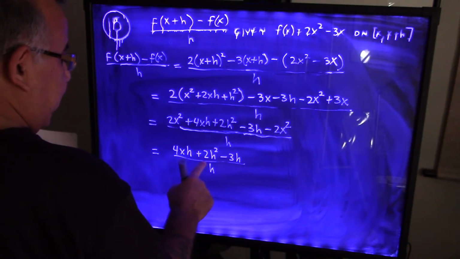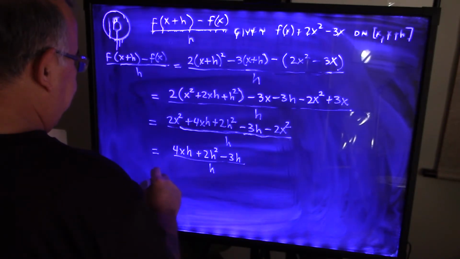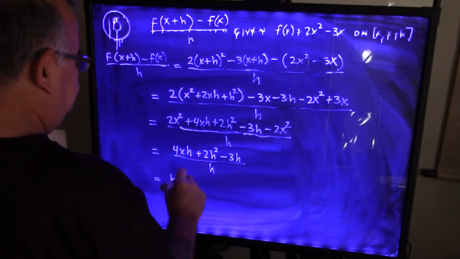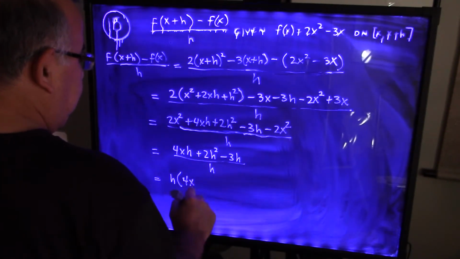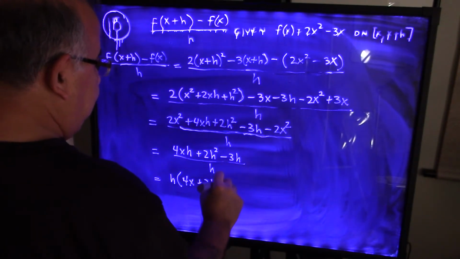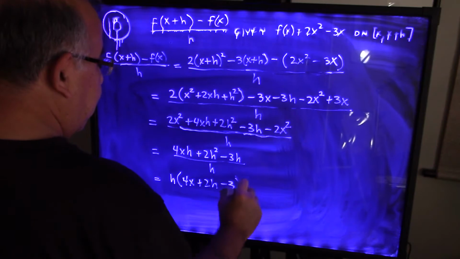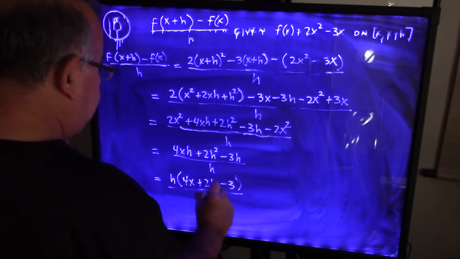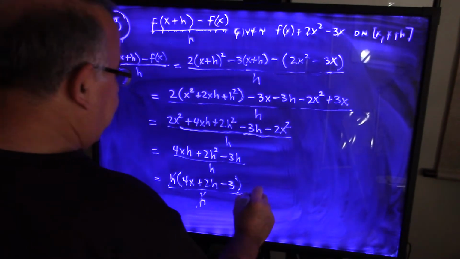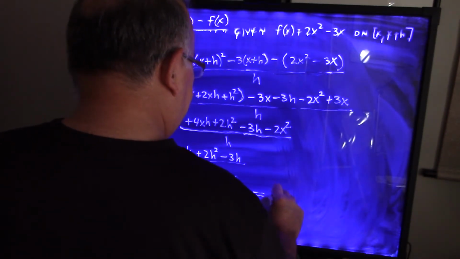Now you can factor the h out of there. You got h in all three terms. So factor that out because you'll be able to cancel it with that one. And then you've got 4x plus 2h minus 3 over the h. And the h's cancel. So finally you end up with 4x plus 2h minus 3.